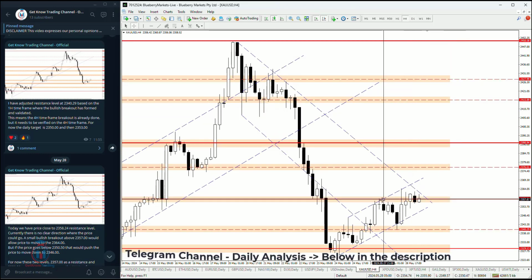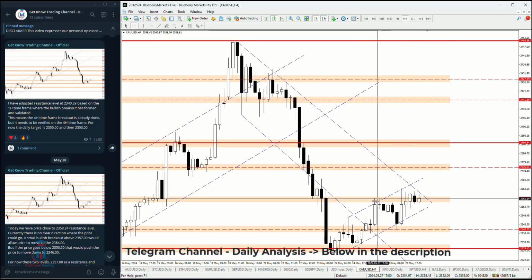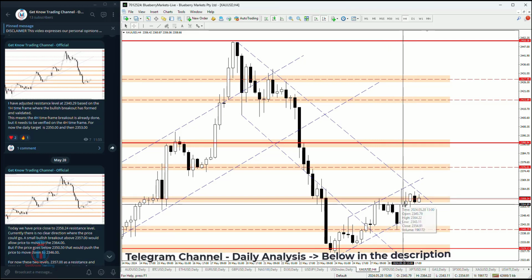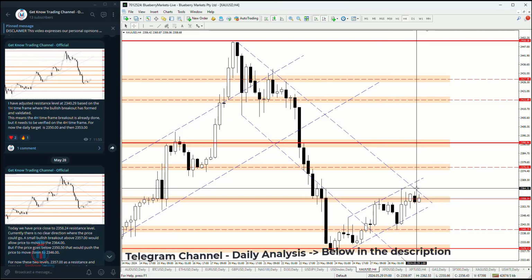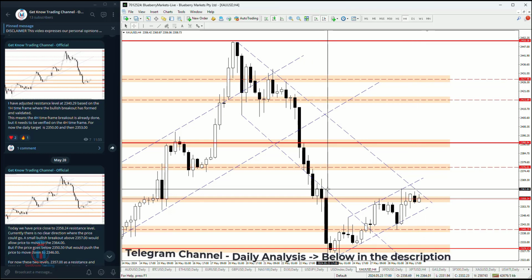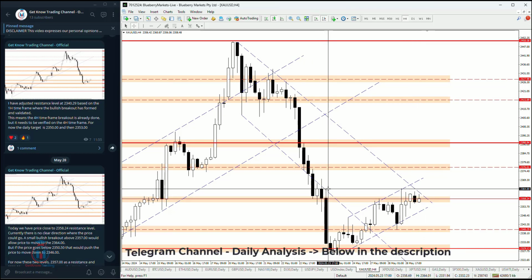For much more detail, we can see here on the 4-hour time frame where the price has made a bullish breakout. We can see that the price has gone above, but it has stopped at the next level where the price had problems, and that is 2364.